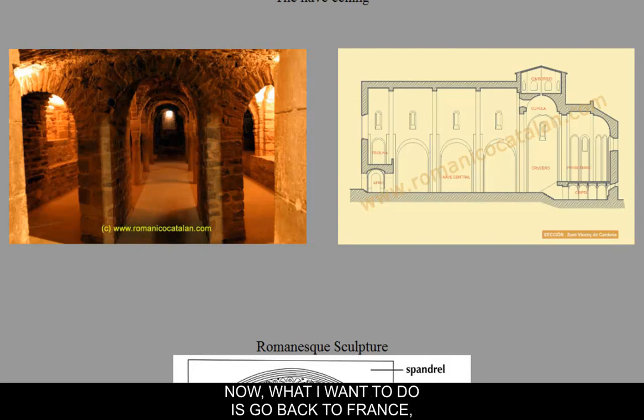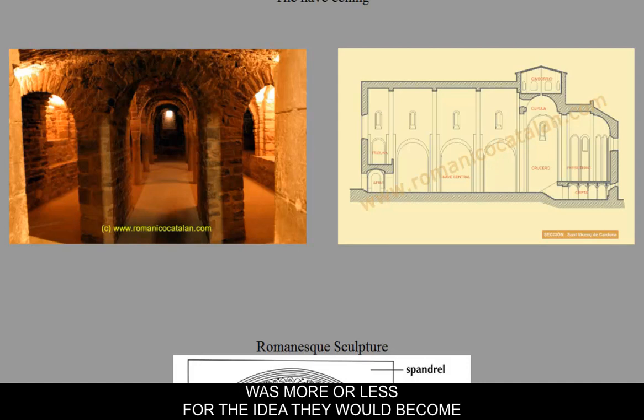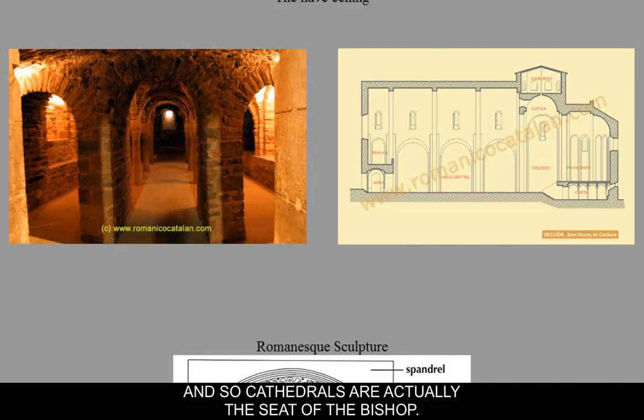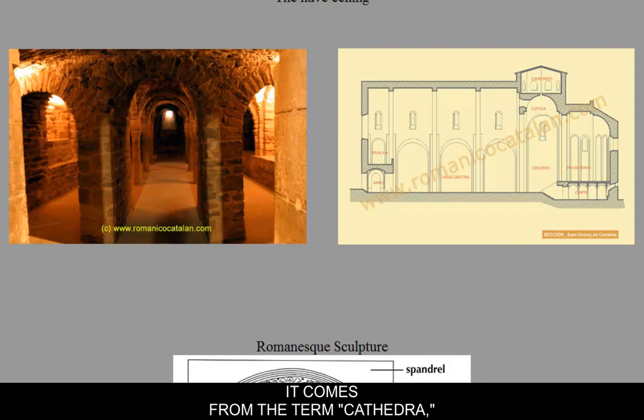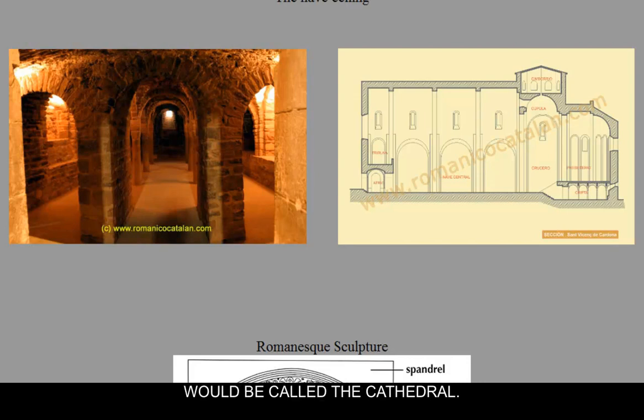Now, what I want to do is go back to France, which is where a lot of the churches were built. And the reason why big churches and cathedrals were built was more or less for the idea that they would become part of a pilgrimage. The tourist trade would increase. It would be a place that would call people to worship and would help them economically. And so cathedrals are actually the seat of the bishop. It comes from the term cathedra, which means the seat. And any large building that is the main church where the bishop presided would be called a cathedral. So you're going to see that there are a lot of cathedrals in main cities. And what I want to do is talk about Romanesque sculpture that would be used on churches.